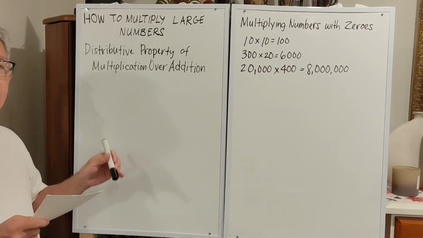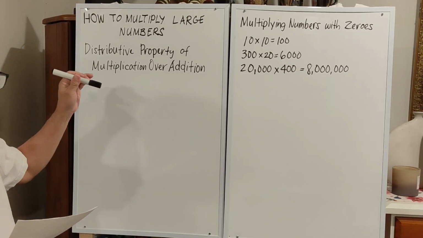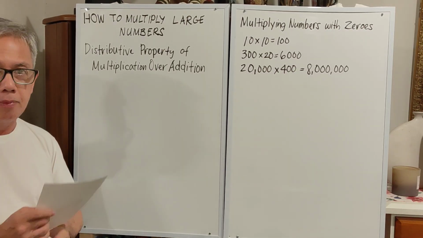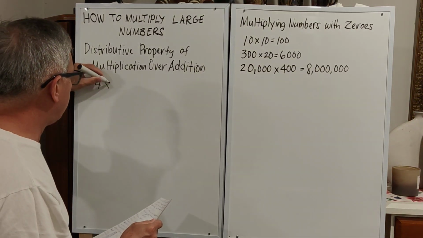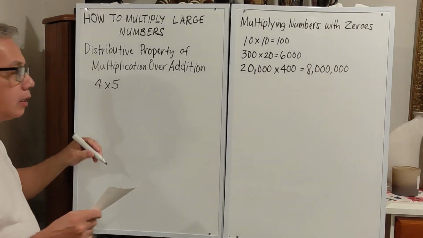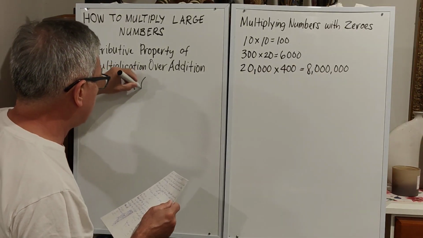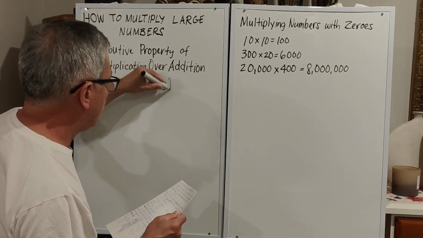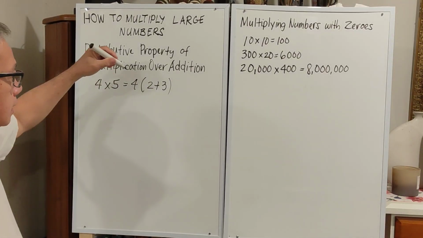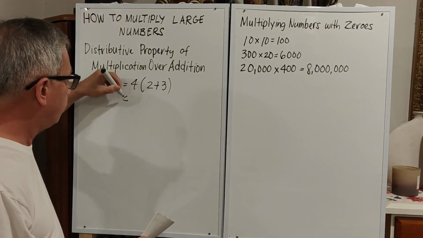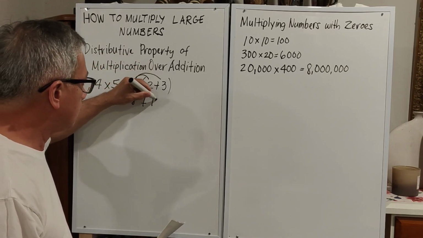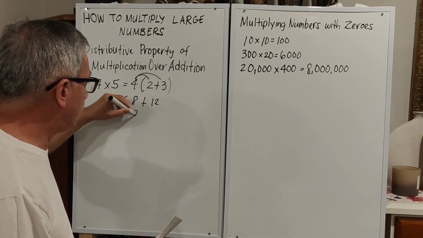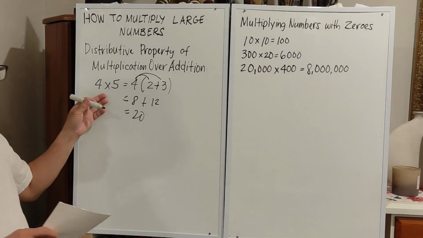It means that a factor can be multiplied on each addend separately and the answer will be the same. For example, 4 times 5 can be rewritten as 4 times (2 plus 3). And then we can multiply separately. 4 times 2 is 8, 4 times 3 is 12, equal to 20, which is the same as 4 times 5.